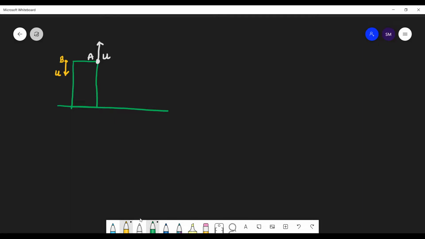Now we have another particle, C, and this particle C is also thrown horizontally. So this C particle is thrown horizontally with the same initial velocity u. So all three of them are going to hit the ground. So this particle C will take this path, which is a parabola. So C will hit here.